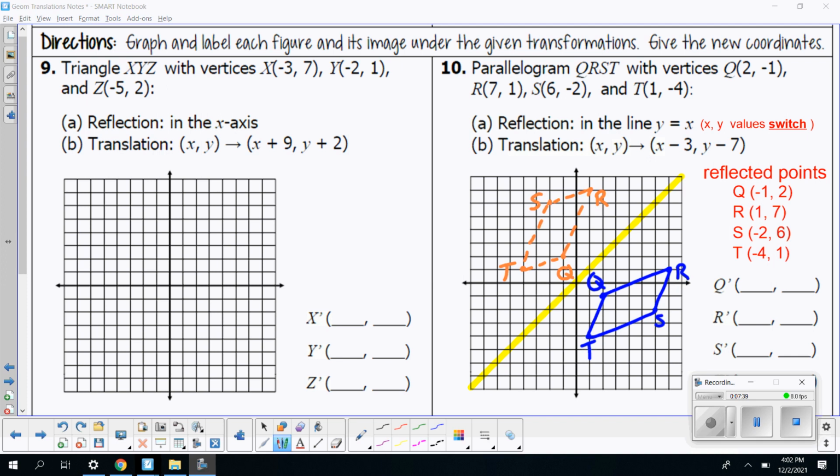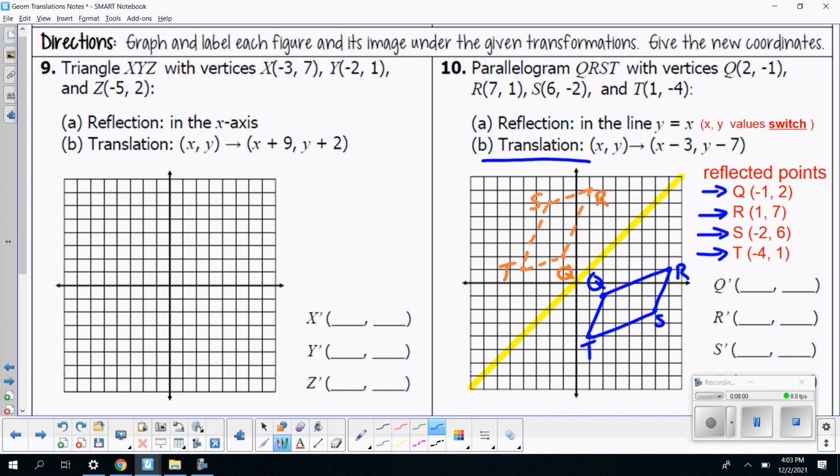Okay, so now you can see that we have reflected QRST over the line y equals x. So now we're going to do the second part. We're going to do the translation of left 3 and down 7. So taking a look at our reflected points now, we're going to do that translation to these points.